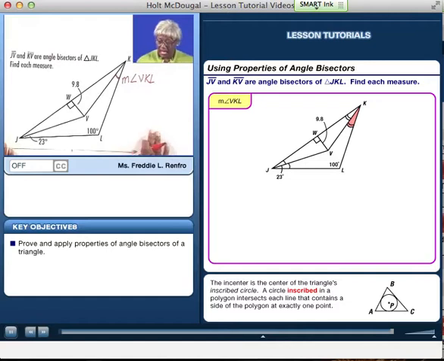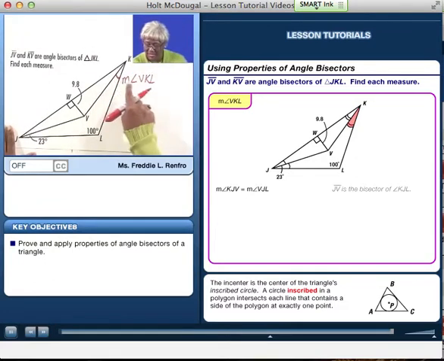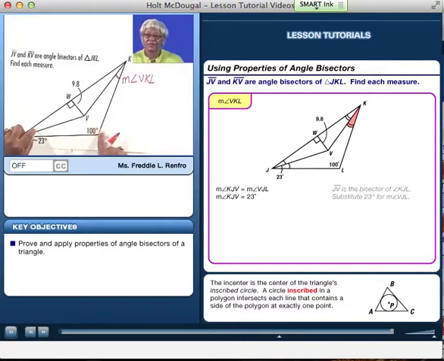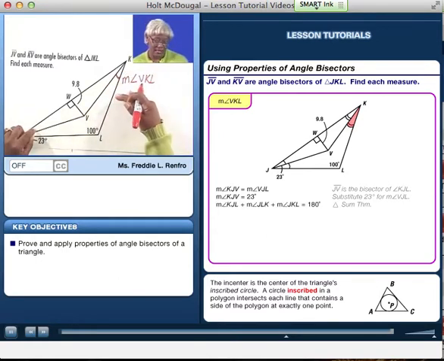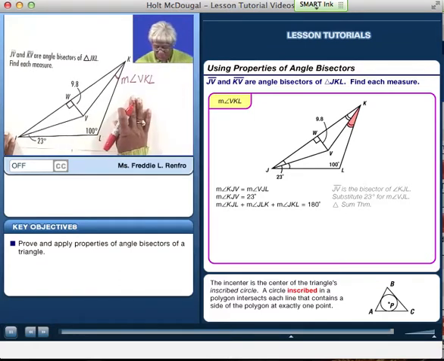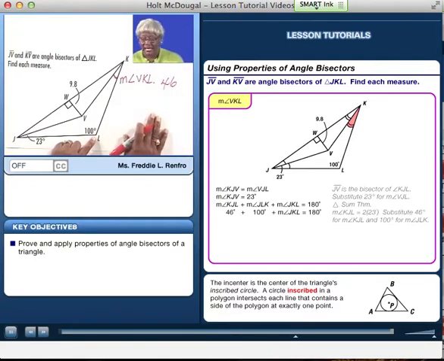Well, let's see. I know these two are equal. I know these two are equal. But we want to actually find the measure of this angle in degrees. Well, if this one's 23, this one's also 23. This angle is 100. Remember the theorem that the sum of the measures of the three angles of a triangle is equal to 180. So right here we have 23 and 23. So angle J is equal to 46. Angle L is equal to 100.